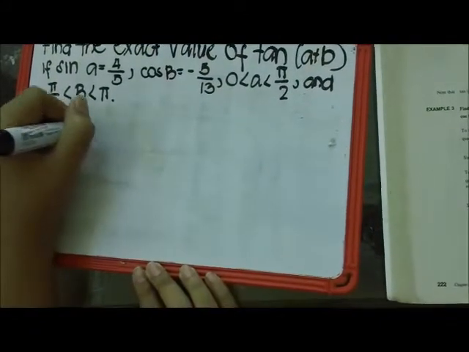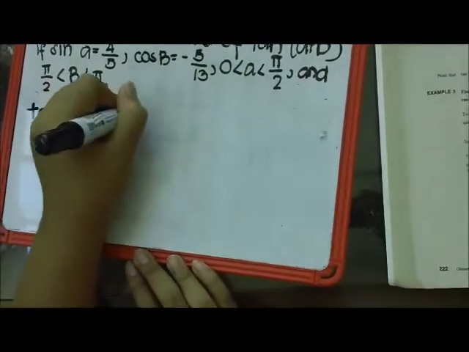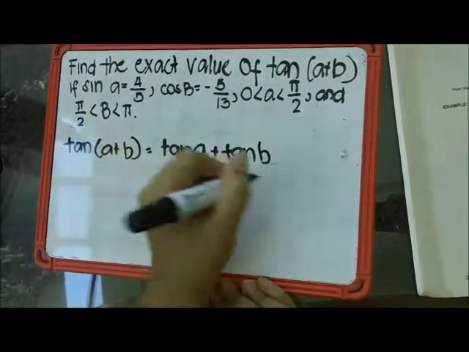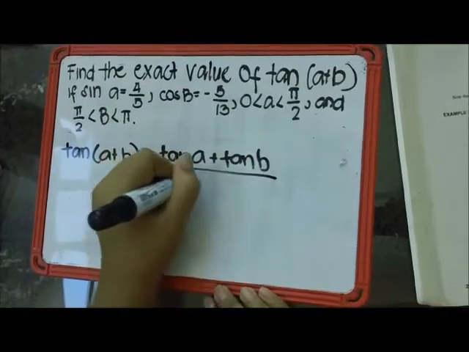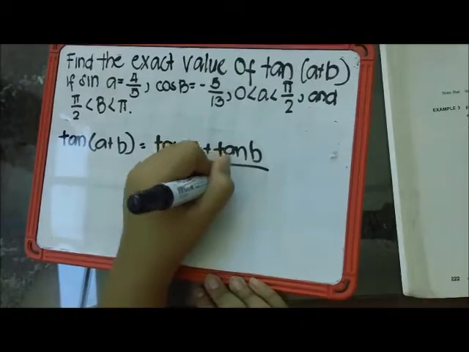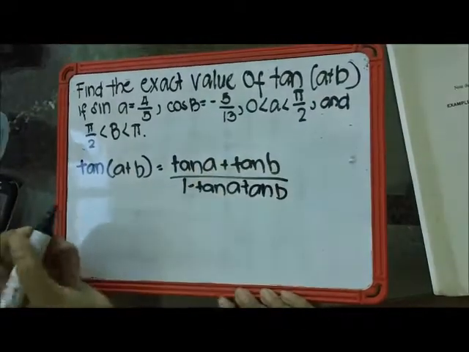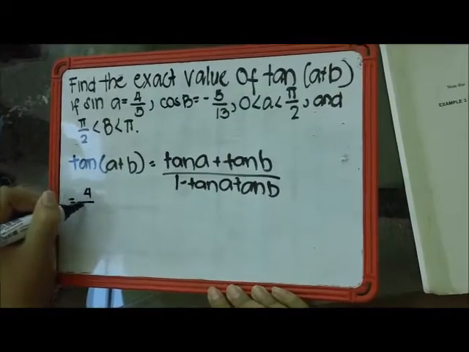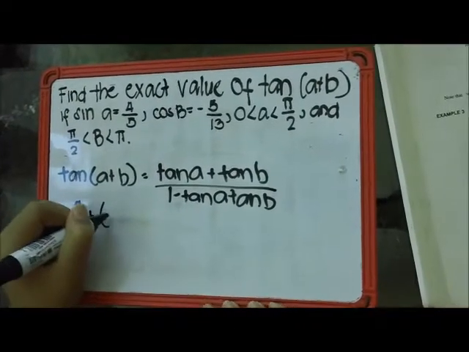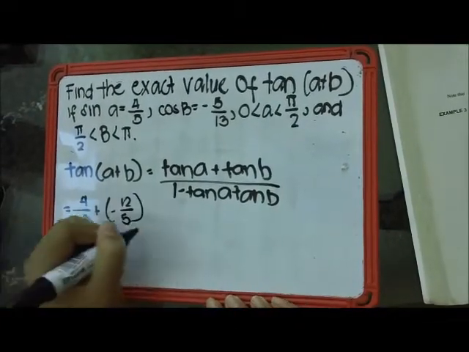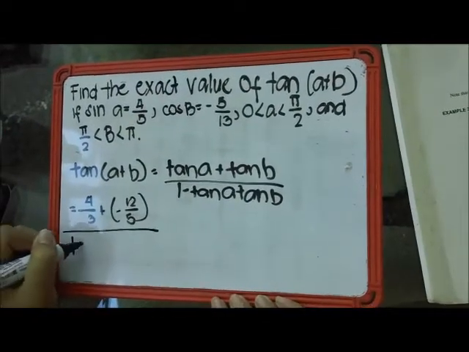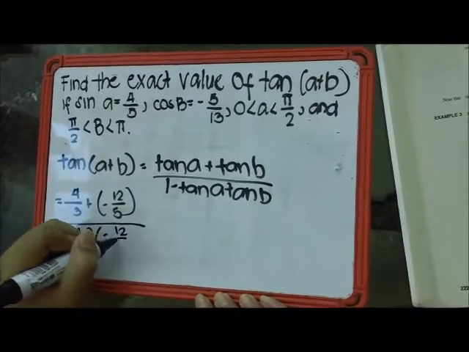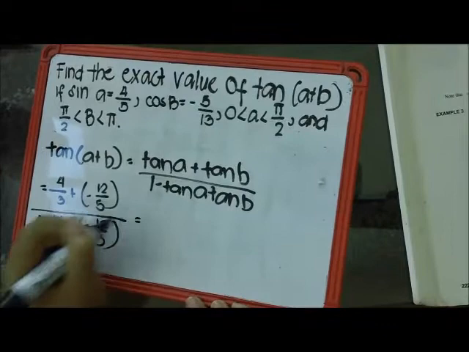We now start with the formula, which is tangent (A plus B) is equal to tangent A plus tangent B over 1 minus tangent A times tangent B. Let us now substitute the values for each variable. The equation will now be equal to tangent (A plus B) is equal to 4 over 3 plus quantity negative 12 over 5 all over 1 minus 4 over 3 times quantity negative 12 over 5.